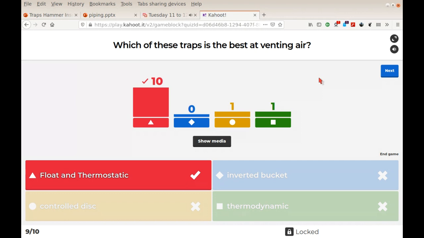Thermodynamic, for example the controlled disk type, actually won't vent air at all. So what they have to do is make sure that the controlled disk has a rough enough surface that it doesn't seat 100% tight, so that air can leak past the disk. So the correct answer was float and thermostatic.